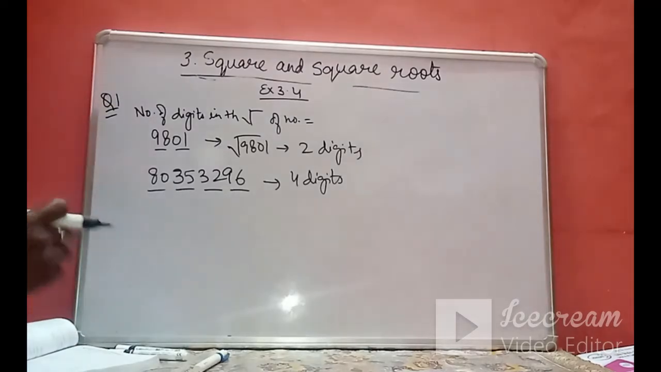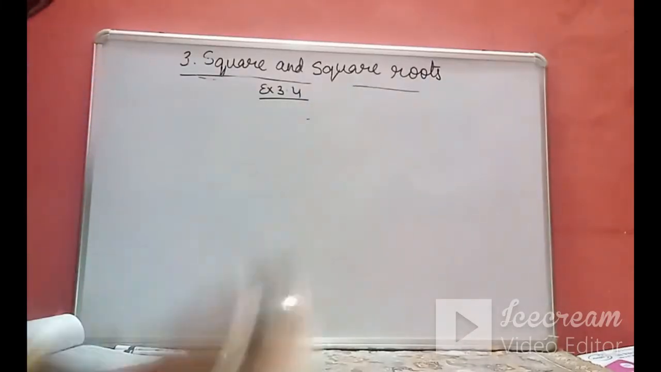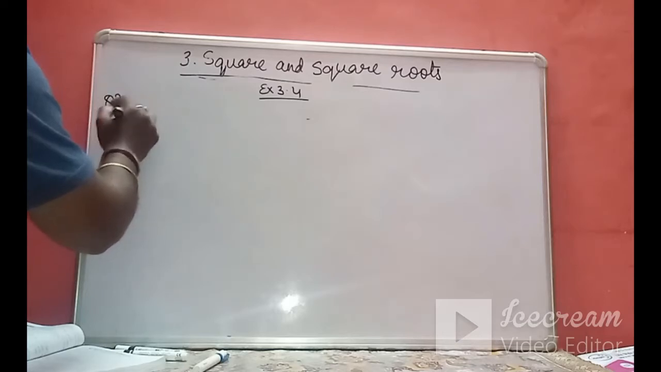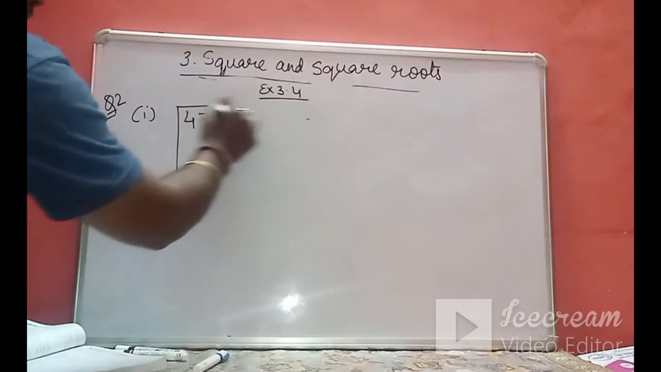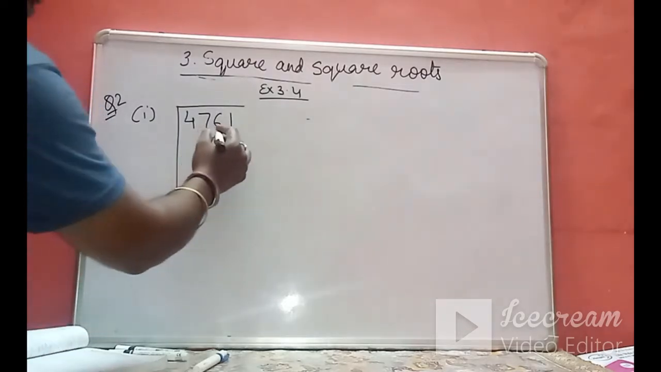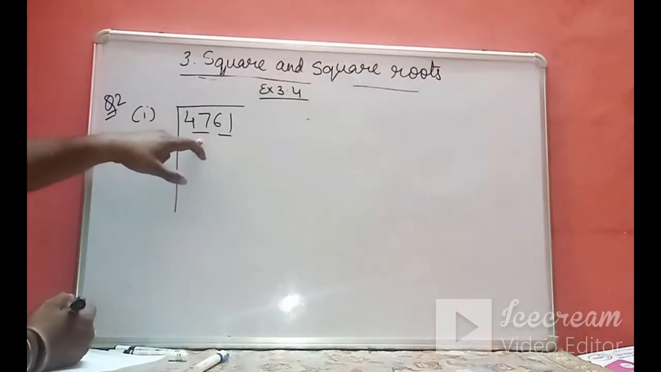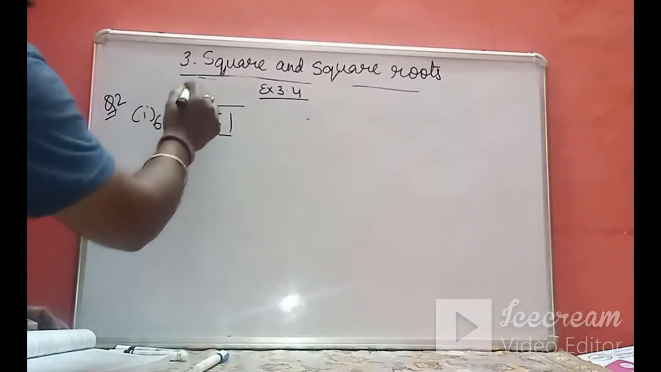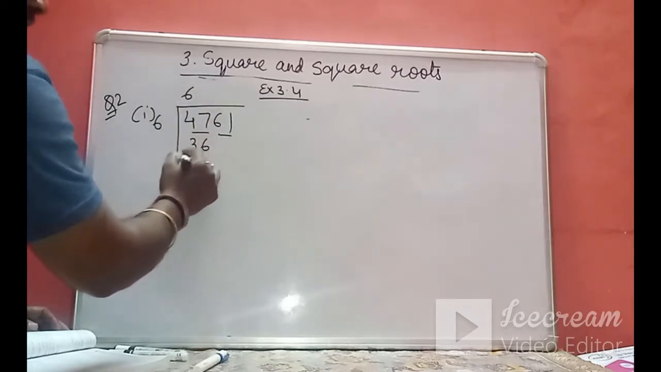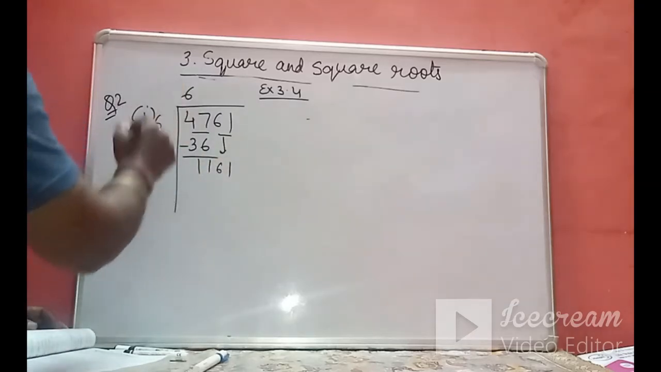So let's see question number 2. So from here we will start. So suppose question number 2, I have taken the very first question 4761. Okay. So in question number 2, very first question, now we will form the pairs. This is first pair, this is second pair. Then nearest square of 47, 6 square is 36 and 7 square will give you 49. So we will take 6. 6 into 6 is 36. Then we will subtract and bring 61 here. And this 6 will come here.